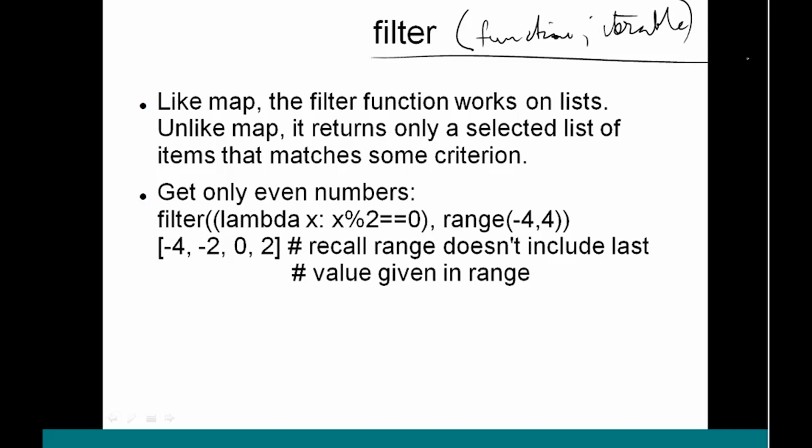If the function is None, then the identity function is assumed, and basically it just copies back the same thing. So all elements that are false are just removed, and you get only the true elements. So that's something that you may want to know.